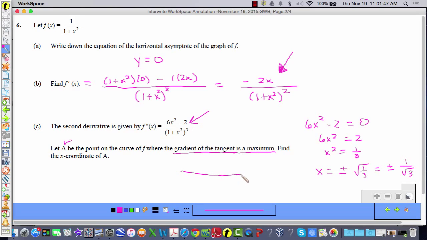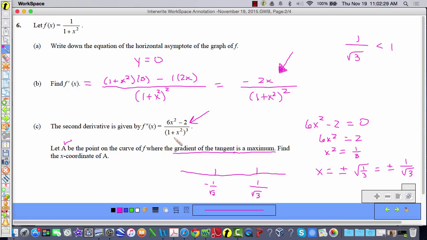So now I'm going to do a sign diagram to see which one of those is the maximum. So I would have negative 1 over root 3 here, and positive 1 over root 3 here. Now I need some test points. Well, the question is, can I use 1 and can I use negative 1? What is 1 divided by the square root of 3? The square root of 3 is greater than 1, so 1 divided by anything greater than 1 is going to be less than 1. So I can use 1 as a test point. So I'm going to use positive 1 here.